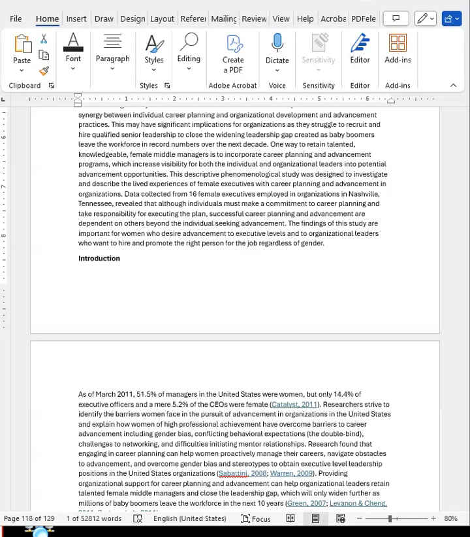The findings of this study are important for women who desire advancement to executive levels and to organizational leaders who want to hire and promote the right person for the job regardless of gender.